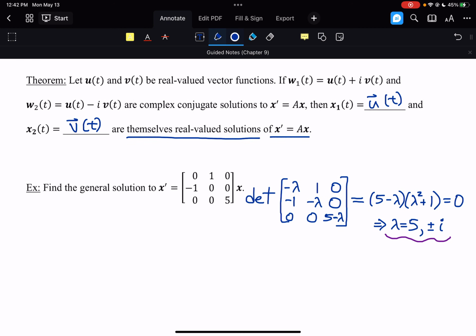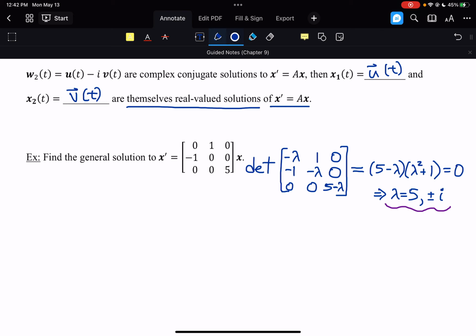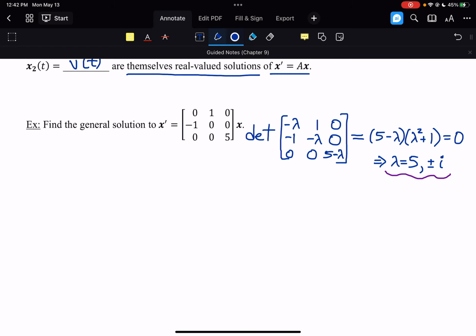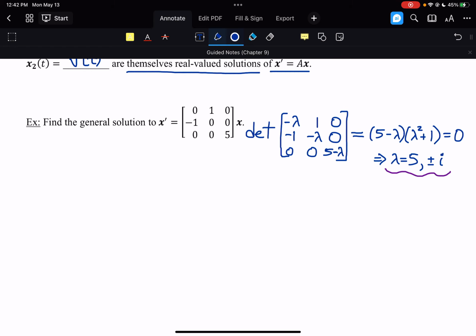So for this one, find the general solution to this system. We got a 3x3 matrix here. I went ahead and already set up the determinant of A minus lambda I and found it, and then it factored already. So we get lambda is 5 and lambda is plus or minus i. So if we start looking at the eigenvalues, we'll get those corresponding eigenvectors. So lambda 1 will be 5.